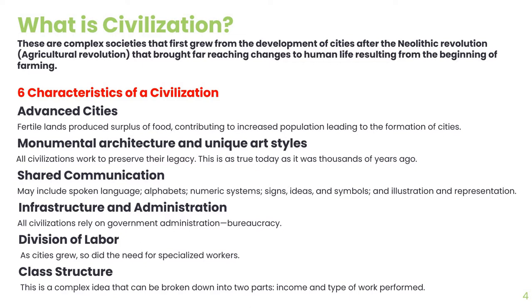Another characteristic is the infrastructure and administration. Of course, all civilizations had some form of bureaucracy or government. Division of labor. Well, of course, nung lumaki ang mga syudad or mga societies, so did the need for specialized workers. And then the class structure. Now, this idea can be broken down into two parts. Depende, ang class mo can depend on your income and the type of work that you perform. Okay? Again, these are the 6 characteristics of a civilization.